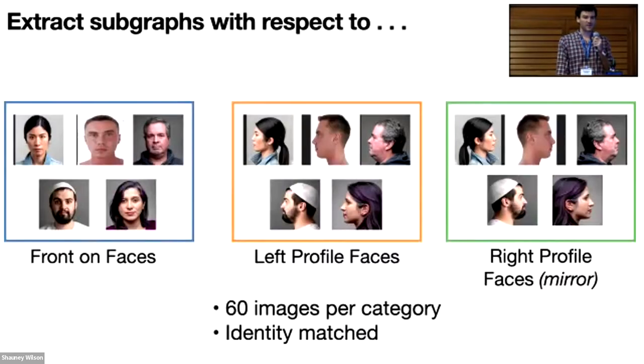Okay, so to do this, I just made a little data set of images from Pinterest because I could identity match. They have all these pictures of people like this. And so we have 60 images per category and they're identity matched. And make your prediction. What do you think is going to happen?